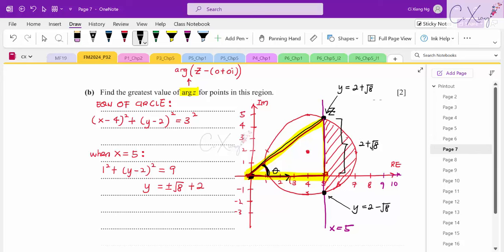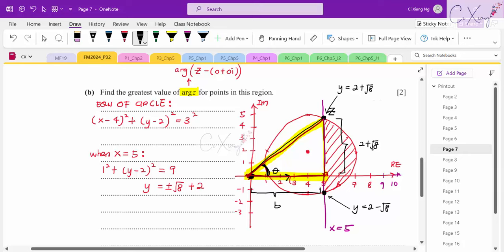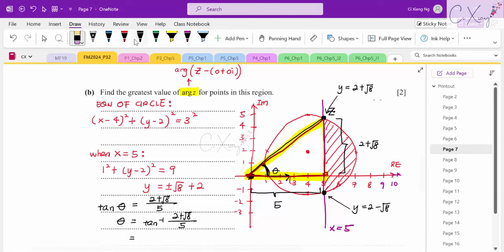Then how about the bottom here? For this bottom here, the base of the triangle is actually 5. To find theta, you can use the tangent ratio, right? So tangent theta can be written as 2 plus square root 8 divided by 5. Therefore, to find theta, it should be tangent inverse of 2 plus square root 8 divided by 5. So from here, you successfully find out the greatest argument for z, which is theta. So you can rewrite again.